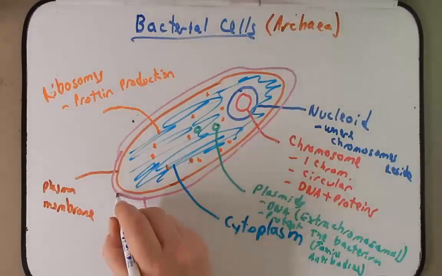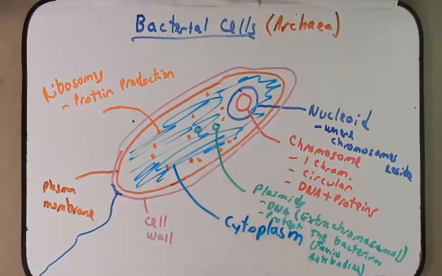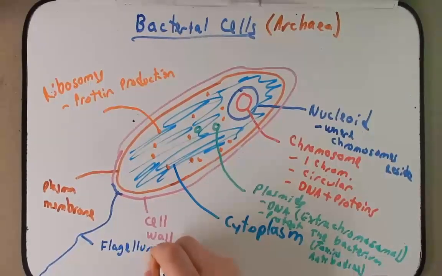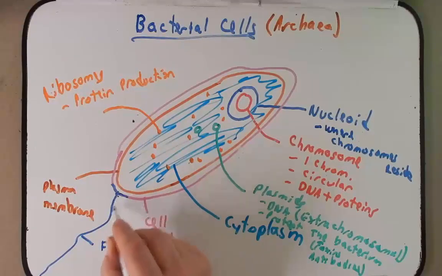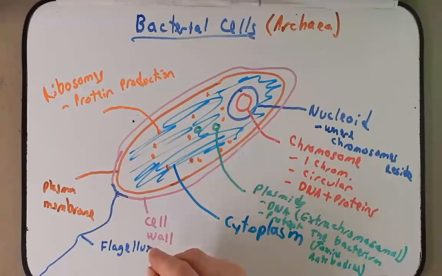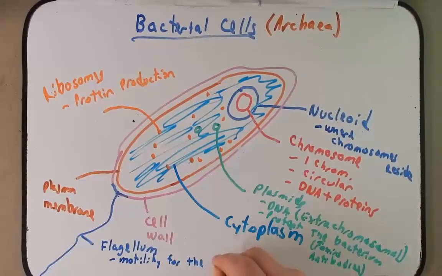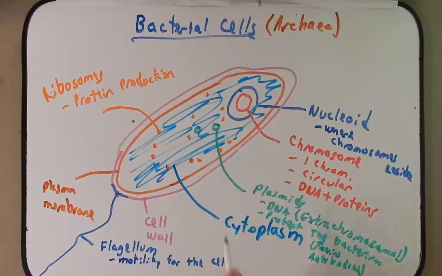Okay, now I want to draw what's going to appear as a tail. And this structure is called the flagella, or a singular flagellum. This flagellum at its base sort of acts like a rotor, and it spins the flagellum around, and it provides motility for the cell.